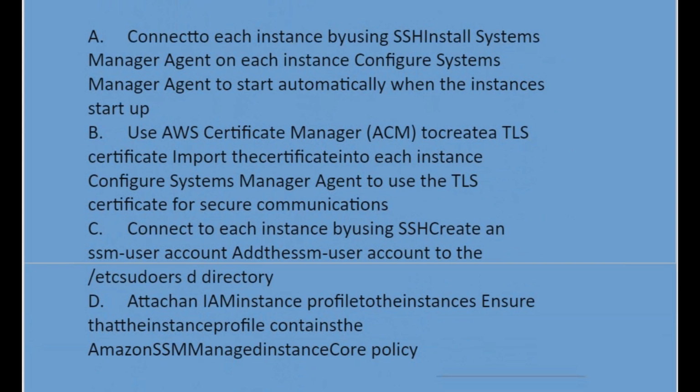Option A. Connect to each instance by using SSH, install Systems Manager agent on each instance. Configure Systems Manager agent to start automatically when the instances start up. Option B. Use AWS Certificate Manager (ACM) to create a TLS certificate. Import the certificate into each instance. Configure Systems Manager agent to use the TLS certificate for secure communications.